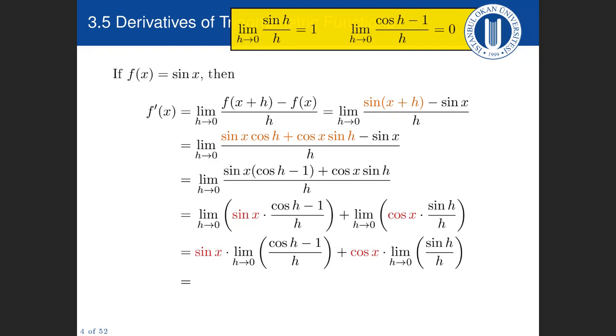And now we have the limits that we know. We know that the limit of cos h minus 1 over h is 0. And we know that the limit of sine h over h is 1. So this is just sine x multiplied by 0 plus cos x multiplied by 1, or cos x. The derivative of sine is equal to cos.